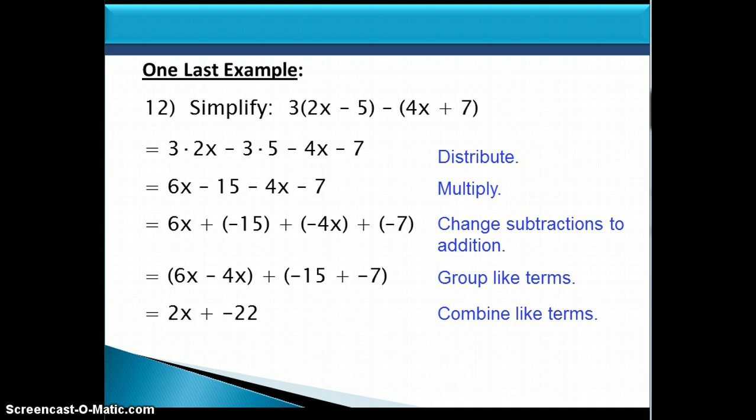Now this actually can be simplified a little more, because notice we have plus a negative 22. Whenever you see that, you want to simplify that, because that can be turned back into subtraction by changing the sign of 22 to positive. So we end up with 2x minus positive 22. And notice that has one less operation symbol, so that's considered more simplified.